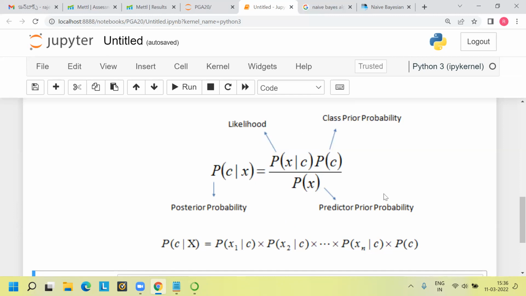It's a very, very simple algorithm. Of course, by looking at the formula, you might think it's a complex algorithm, but for calculation and computing purposes, it is very easy to calculate. It uses these probabilities for classification. It will calculate the posterior probabilities, compare the values of the probabilities, and then assign the class. So the formula looks complicated, but the calculation is very, very simple.